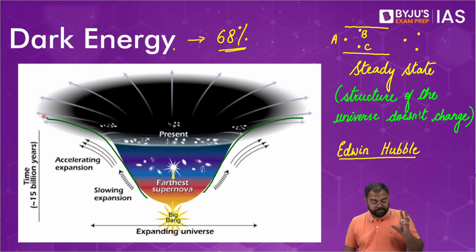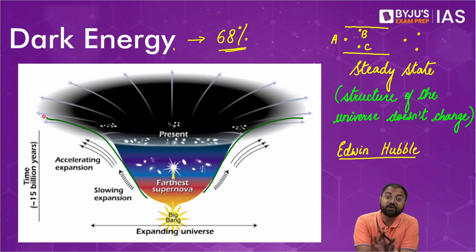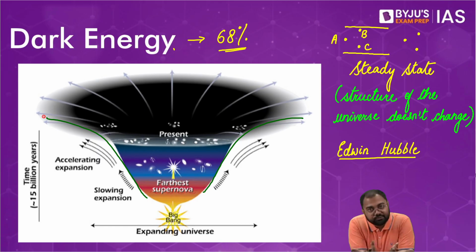Now, if this accelerated expansion is happening, there must be some kind of energy behind it. For any kind of work to happen, we need energy, right? If you need to do something, you will eat something so that you have that energy to do that work. So here also, if expansion of the universe is happening, there must be some form of energy causing that expansion. This energy that is causing the expansion is called dark energy. Why are we calling this dark energy? Because we don't know what form of energy it is.